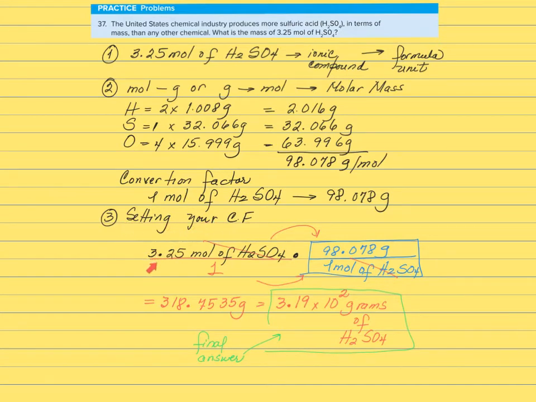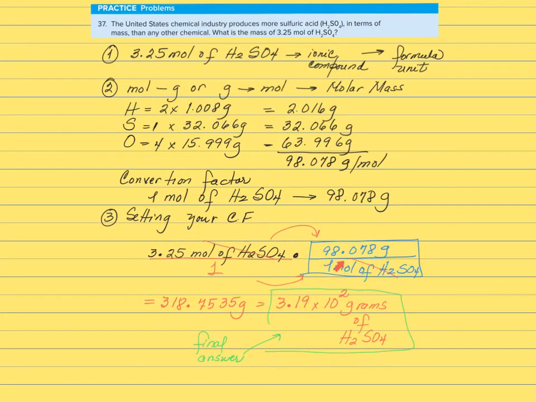You're going to start with what you have. You have 3.25 moles of sulfuric acid. And always you're going to multiply by a conversion factor, but you have to set that properly. If you have moles over here and you want to get rid of them, the mole in your conversion factor goes into the denominator so they can cancel.